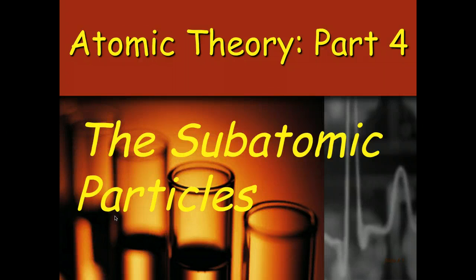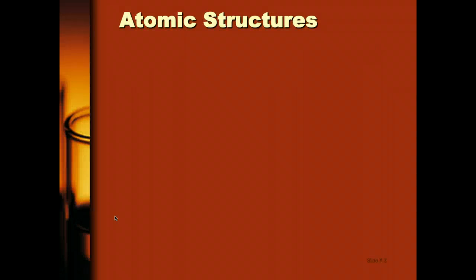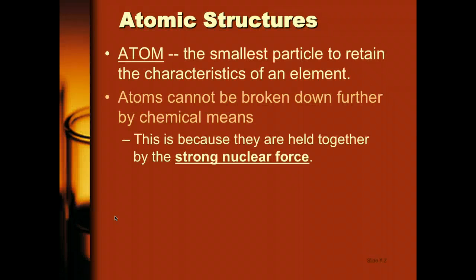Time for Atomic Theory Part 4, talking specifically about the subatomic particles. Atomic structure. The atom is the smallest particle of matter that still retains the characteristics of whatever particular element type that it is. Recall, atoms and elements are similar but not the same thing. The atom is the individual particle; an element is what type of atom you have.